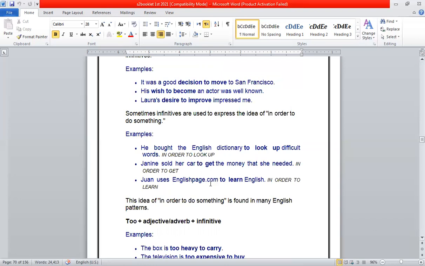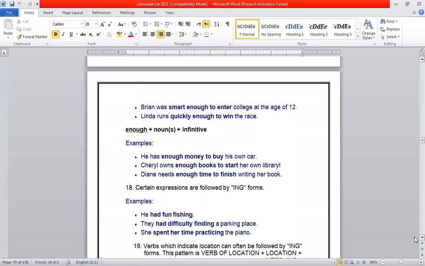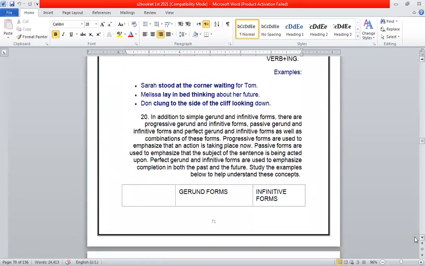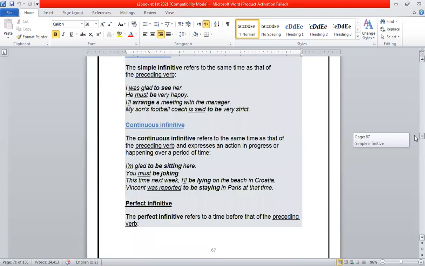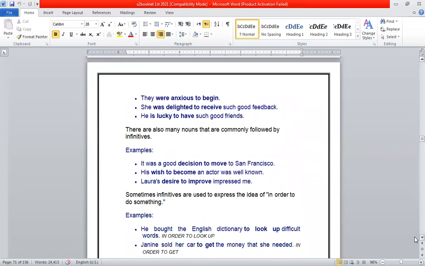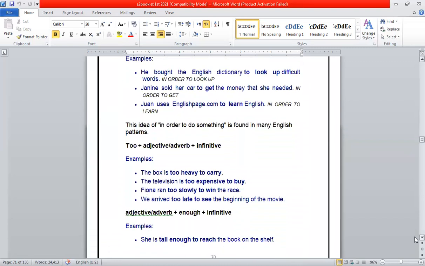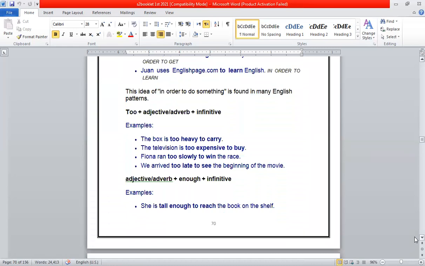Joanne uses EnglishPage.com to learn English, in order to learn, and so on. The idea of in order to do something is found in many English patterns.